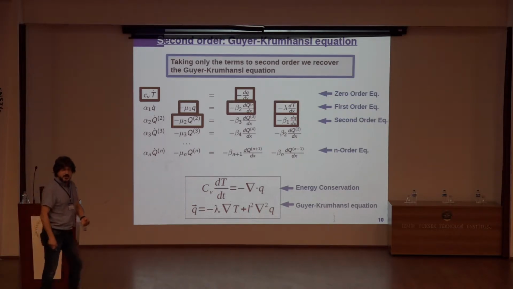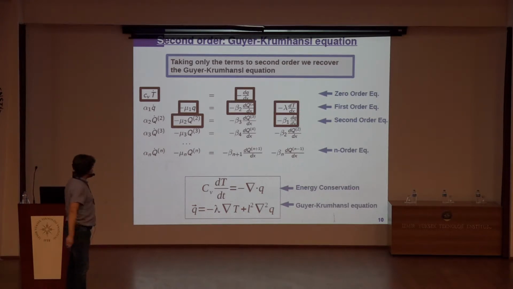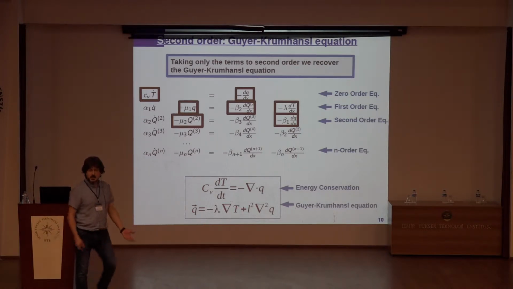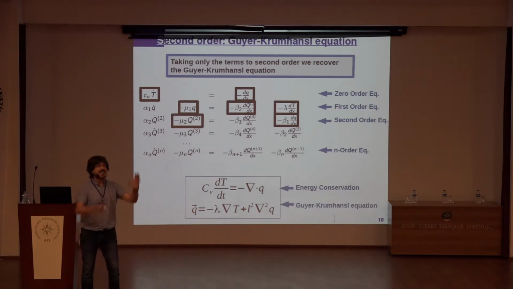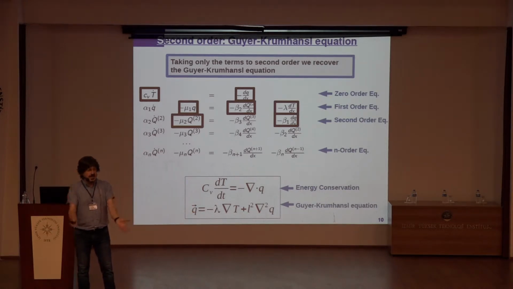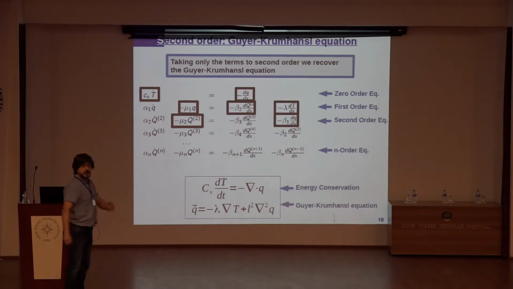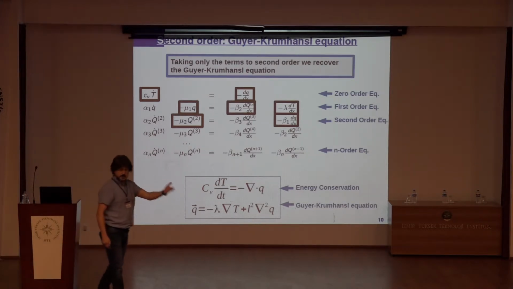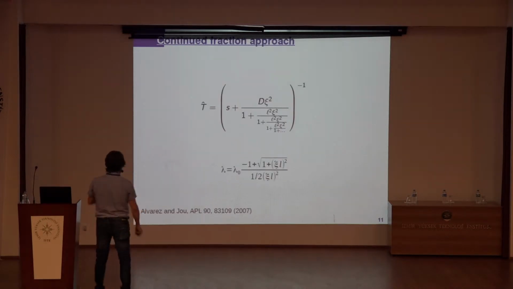You get a Laplacian, a second order derivative. Well, you can get, from two first order differential equations, one second order differential equation. And this is the Guyer-Krumhansl equation. So what I'm trying to show here is that our approach can give you the equation that you want. So it's a framework to obtain this kind of equation. If you go to higher orders, you can get higher order expressions that have been published in the literature, but I'm not going to show all of these.